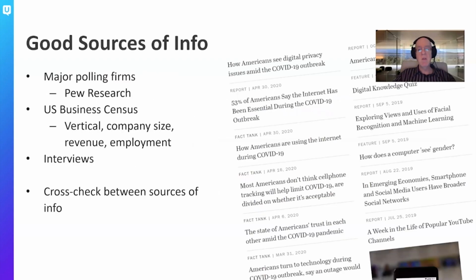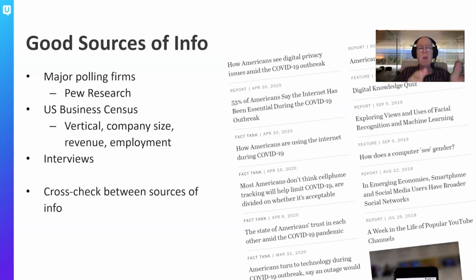Good sources of information, the ones I use the most, are first of all the major polling firms. From time to time, they do free surveys that you can get access to. There are also nonprofits that publish everything that they do. Pew Research is a great source for this stuff. The US Business Census can also be really, really useful. They've got all this data on the size of different vertical markets and company sizes and revenue, and you can cut it in all sorts of different ways to get estimates of market sizes.